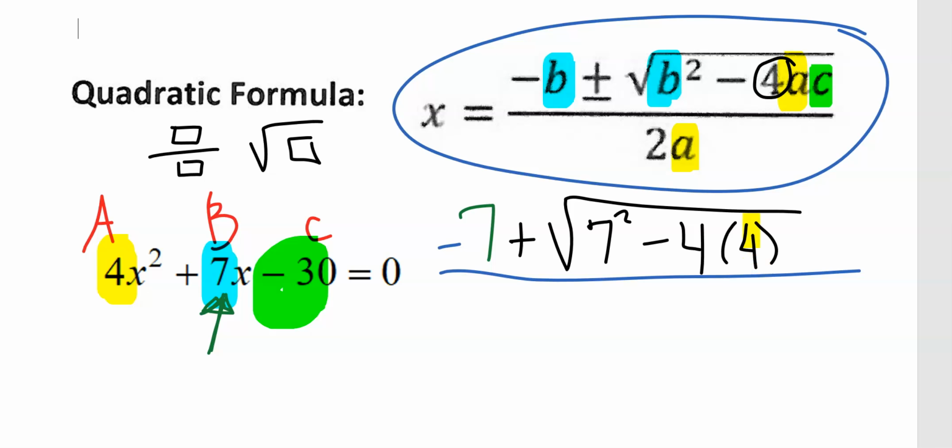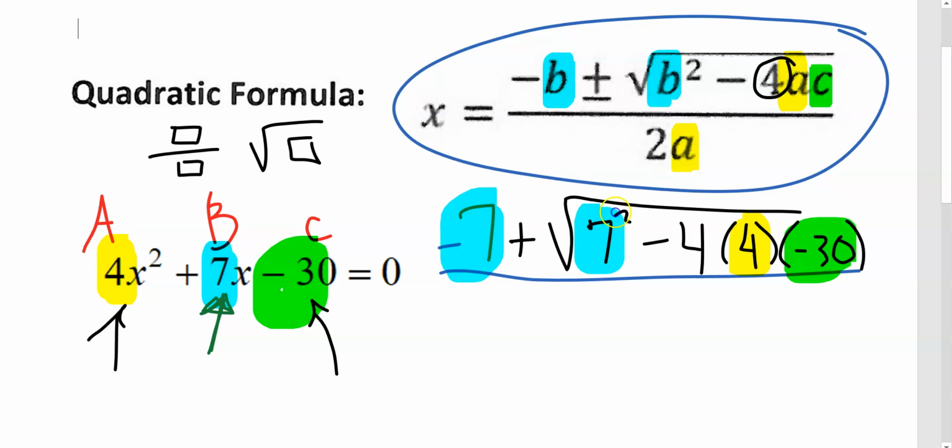You'll notice that in the equation I have an a term of 4. I'm plugging that in exactly where it tells me to. And our c term was negative 30 over here, and I'm going to plug that into the formula. It's negative 4 times the a term times the c term. Everything fits exactly into this formula where there should be an a term, a b term, and a c term. There's a place for it.